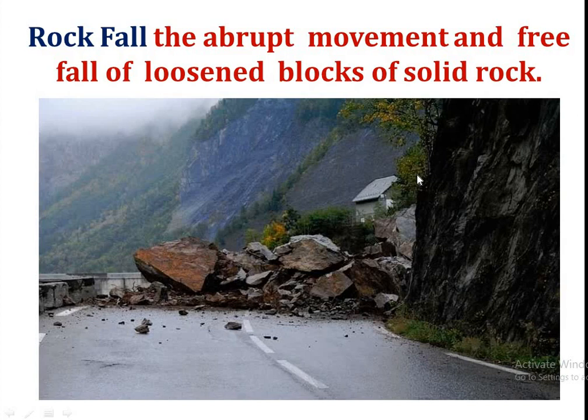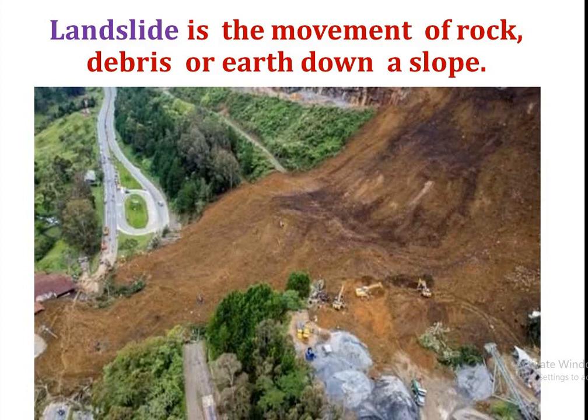So first of all, rock fall. Rock fall is the abrupt movement and free fall of loosened blocks of rock. So we can see here in this photograph, all the blocks of solid rock freely fall abruptly on the roadside. Landslide is the movement of rock, debris or earth down a slope. एक स्लोप के अलोंग अर्थ का जो मलबा होता है वो रोड के अलोंग या स्लोप के अलोंग इकट्ठा हो जाता है, उसको लैंडस्लाइड कहते हैं.